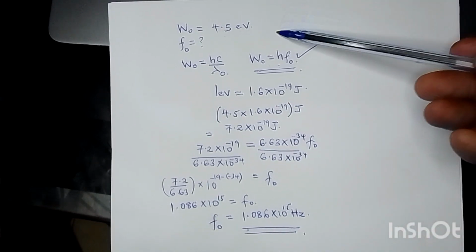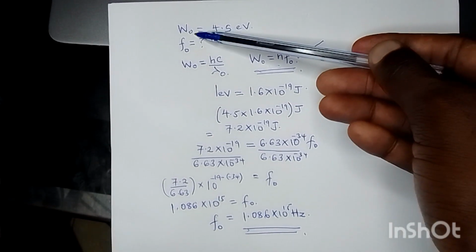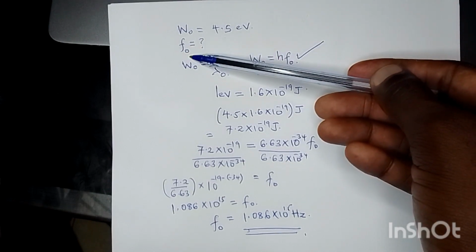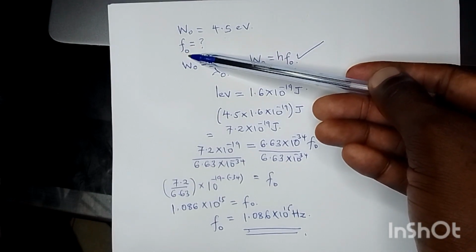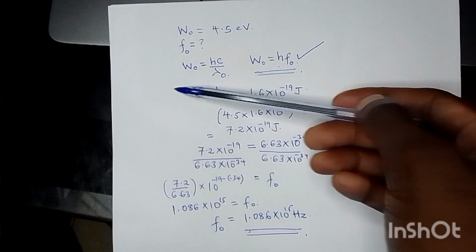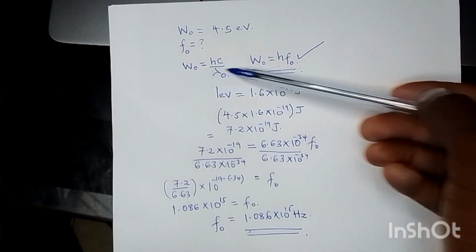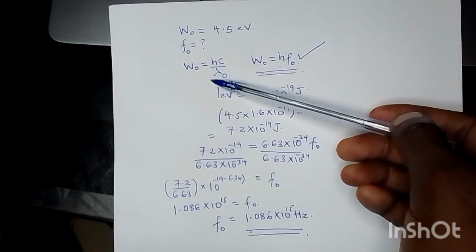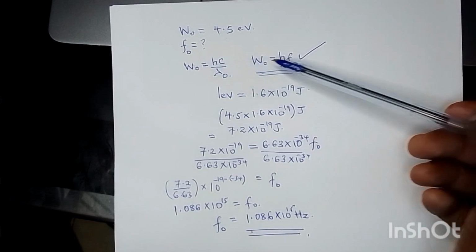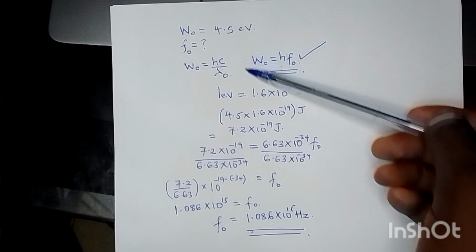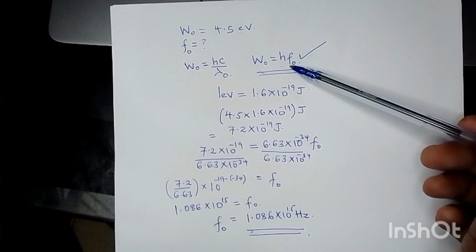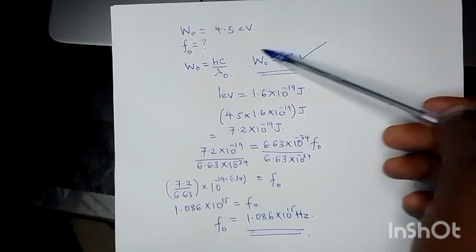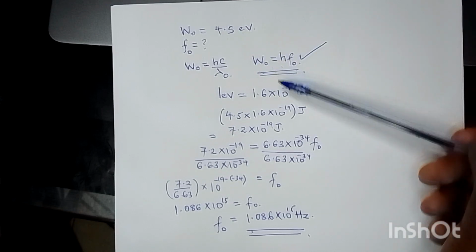You can follow through. This one was work function in electron volts. We are looking for threshold frequency, and I gave two formulas here for calculating work function. Work function can be gotten using this formula or this. The most appropriate in our case was this one, so I substituted. I used this equation now to solve.